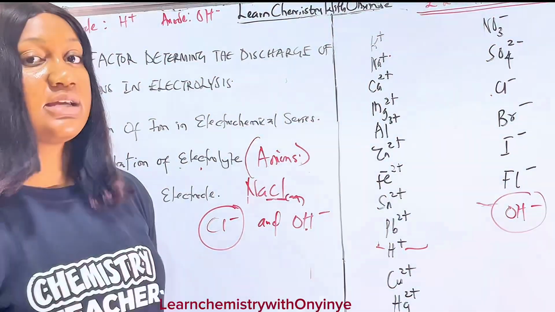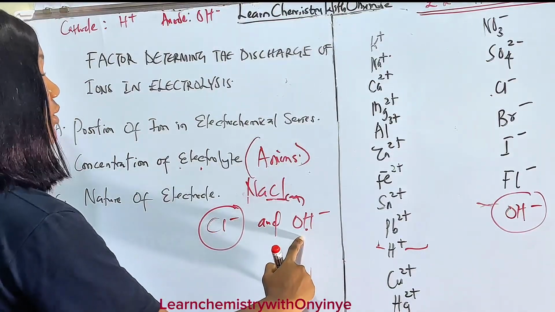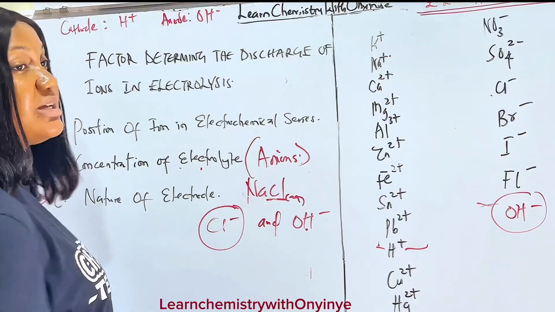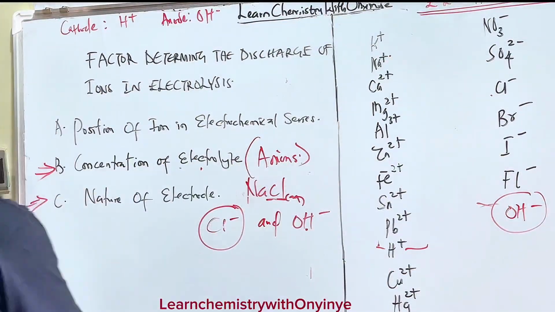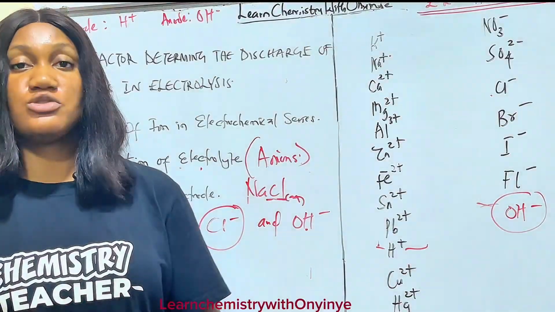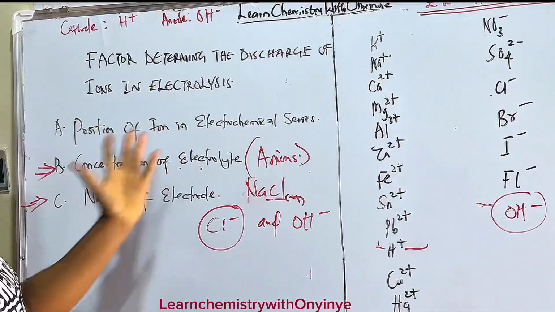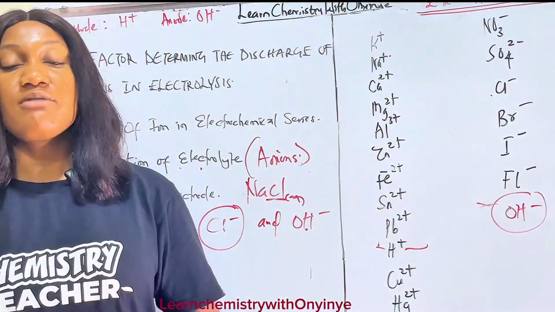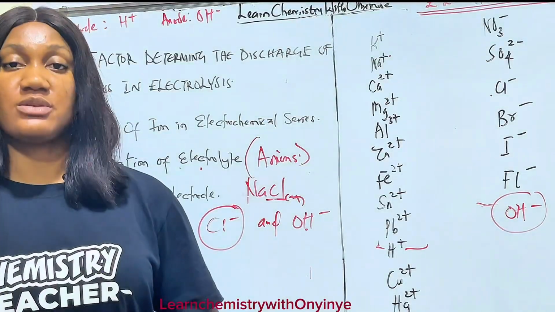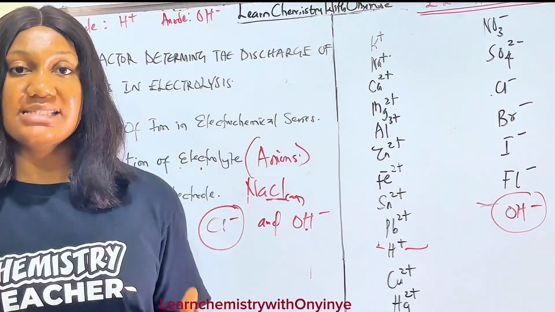Now, that being said, we can go to the nature of electrode. So rather than having OH discharged, when this has to do with concentration, you're going to have the chlorine being discharged. Like I told you, an inert electrode follows the rule of position of ion in the electrochemical series and concentration of electrolyte also. However, when the electrode has the ability to interact with the electrolyte, the whole game changes, and I'm going to be explaining that next.